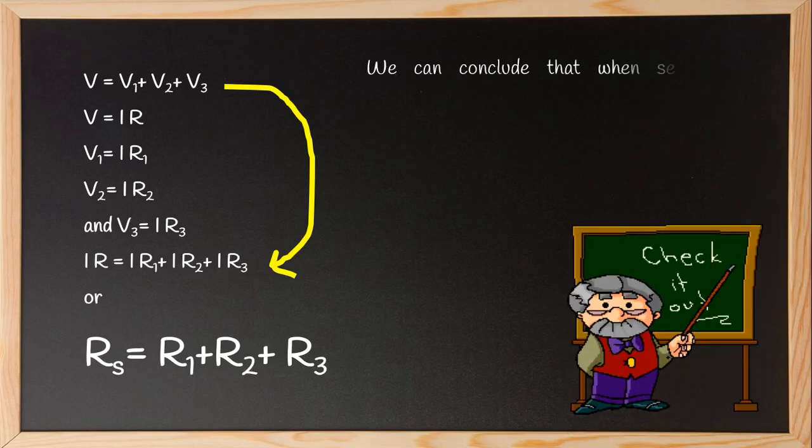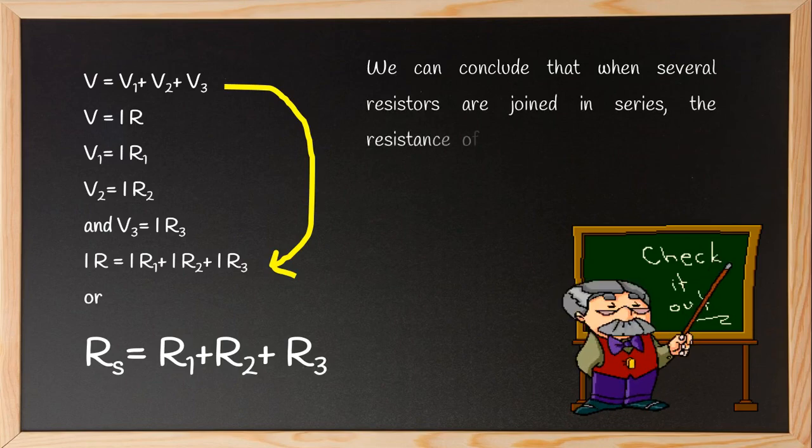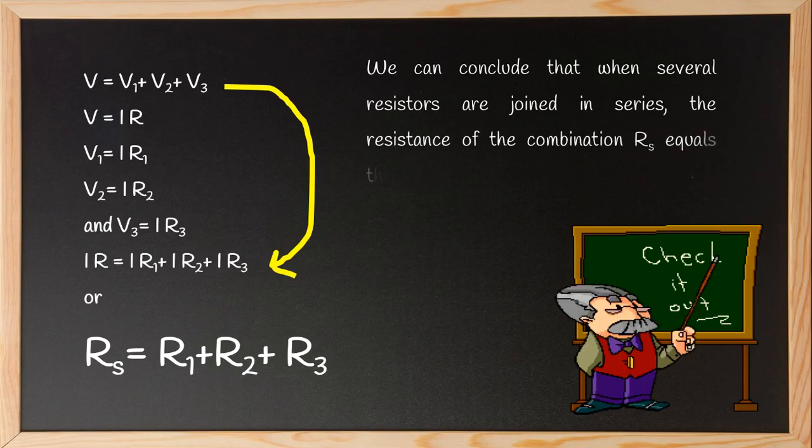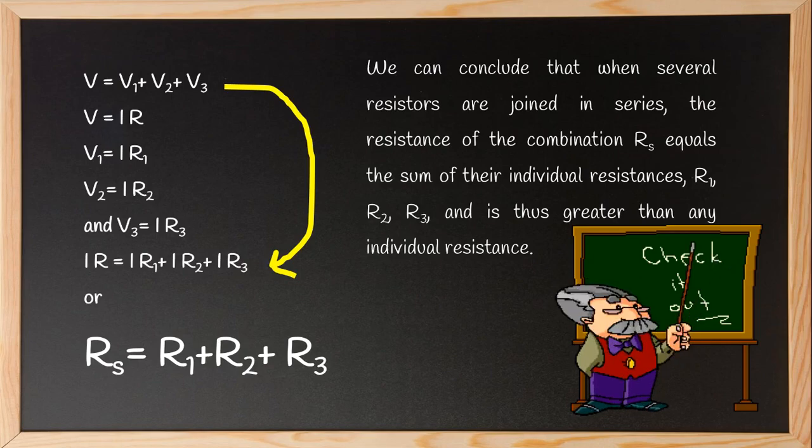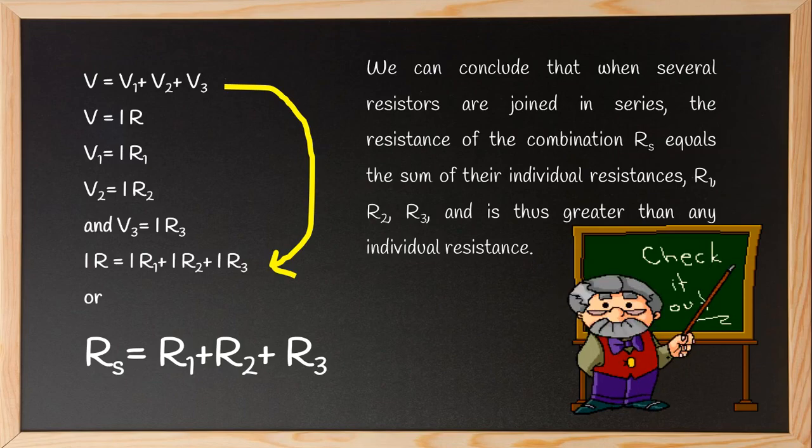We can conclude that when several resistors are joined in series, the resistance of the combination RS is equal to the sum of their individual resistances R1, R2 and R3, and is thus greater than any individual resistance. Usually in a series combination, the total resistance of a circuit is equal to the sum of the individual resistances. So in this circuit, it is the sum of R1, R2 and R3.